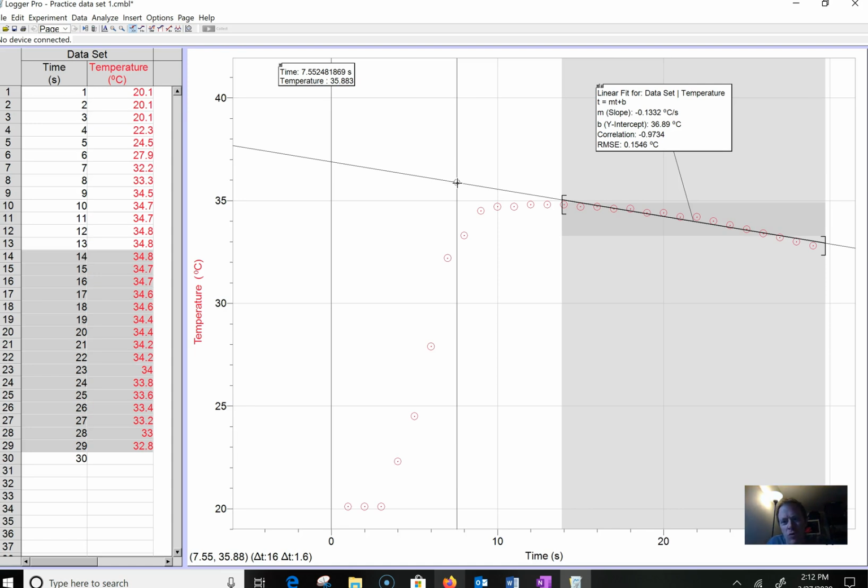So here's the logic, right? The temperature seems to be decreasing, since we're losing heat energy, at a fairly linear rate, or at least the temperature is decreasing at a fairly linear rate.